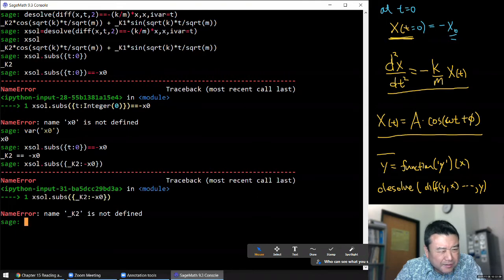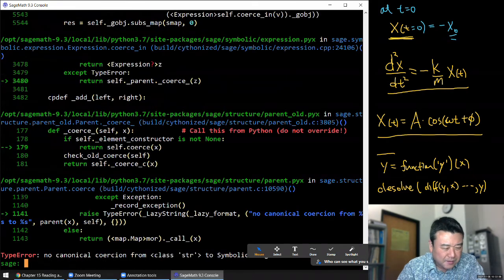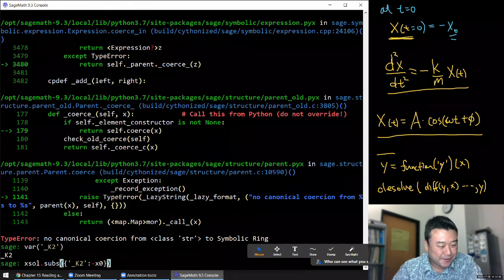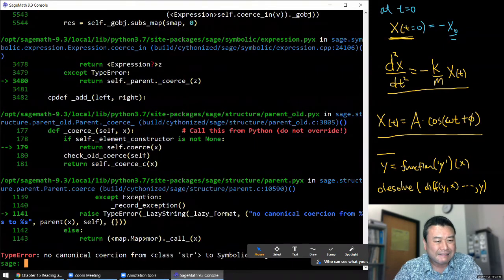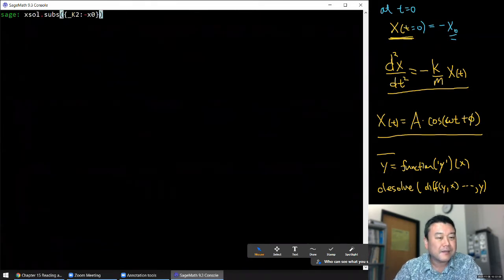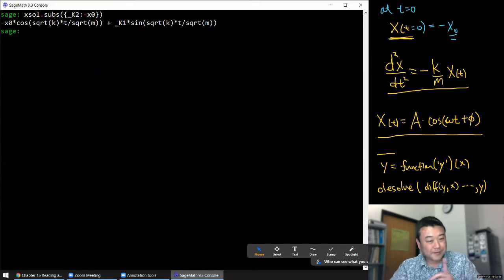Really, is that how it works? Let me just give this a try. I don't want to define K. Okay. Sorry, I'm not experienced here. Oh wait, yeah, sorry, that wasn't right. Okay. Good. It somehow replaced the K2 with a minus X naught.